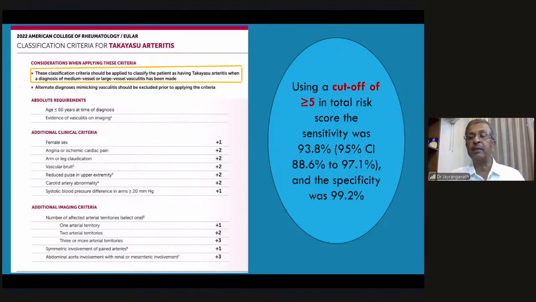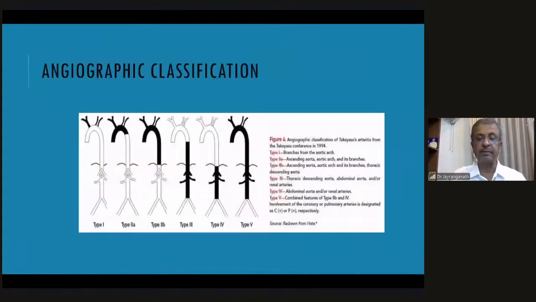So use a cutoff of more than 5 in the total score. The sensitivity was 93.8 and the specificity is almost 99%. So most of our cases will have this. Please remember. I think you must have gone through the standard angiographic classification in most of the books. You do find type 1, 2A, 2B, 3, 4, 5. So you can fit most of our cases into any of these types. This is just to classify which is type 1, type 2. But please remember that with involvement of any of the aorta and its branches, you can make a diagnosis of aortoarteritis.